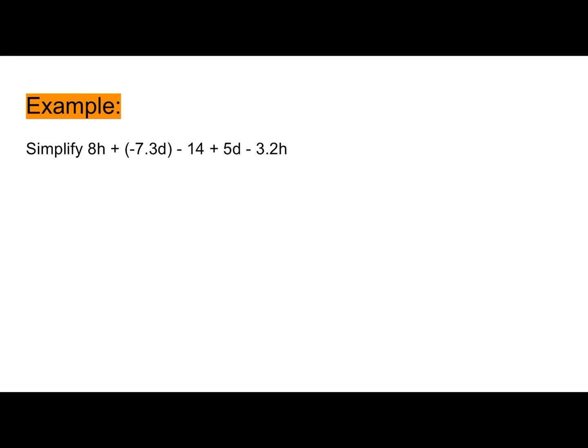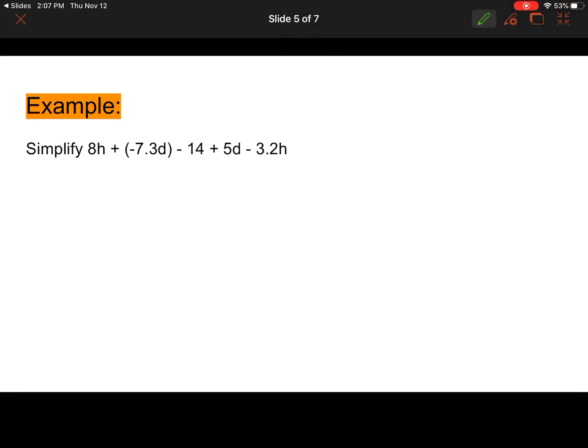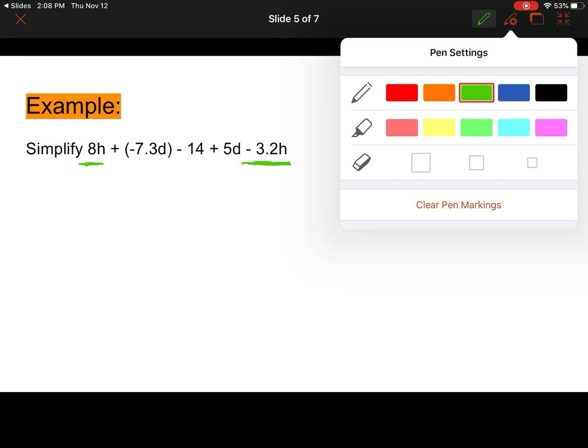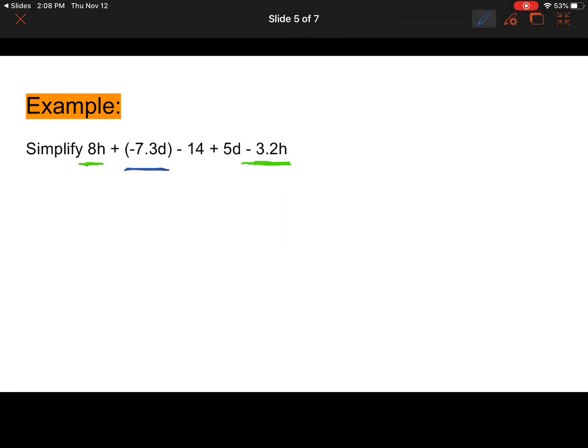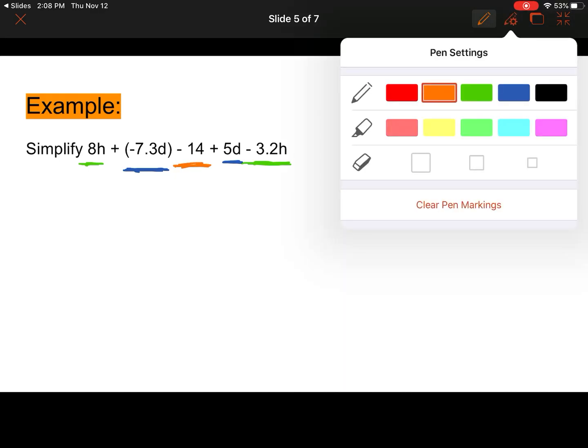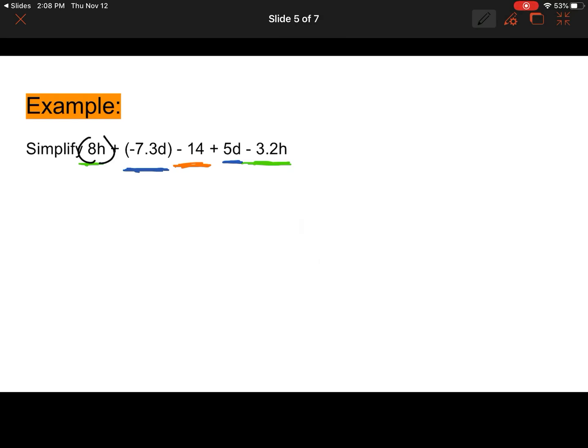All right, so 8h plus negative 7.3d minus 14 plus 5d minus 3.2h. Again, let's group up everything that's together here. So I have an 8h, I have a negative 3.2h, I have a negative 7.3d, I have a 5d, and finally I have a negative 14 right here. So we'll group them up again.